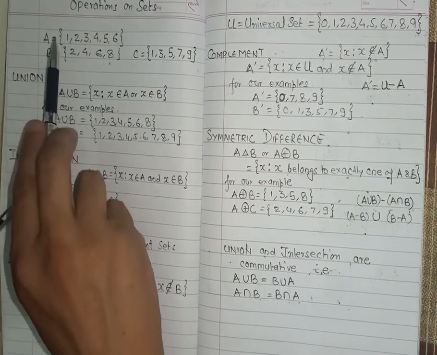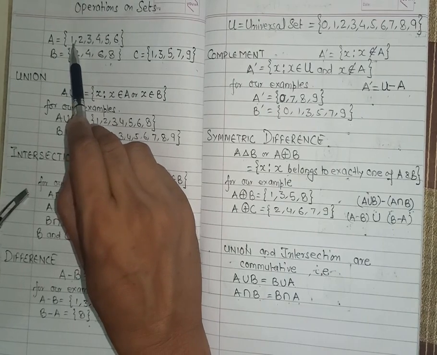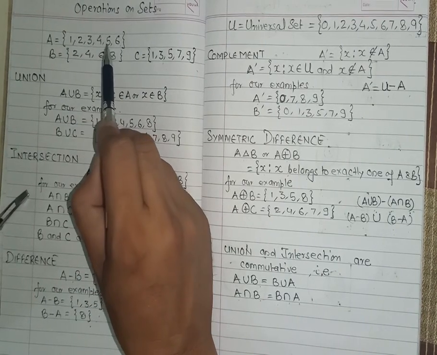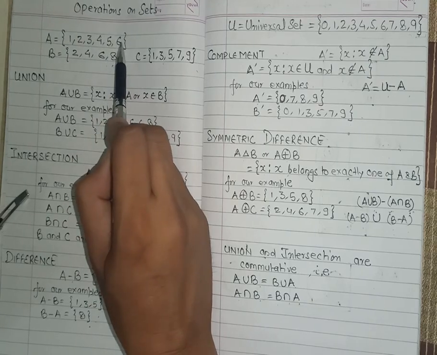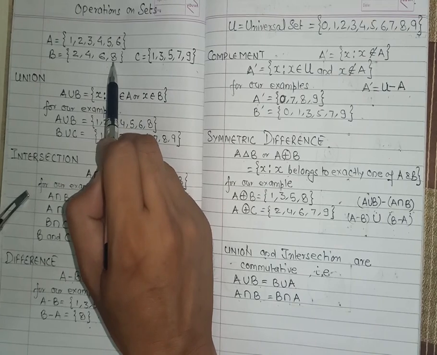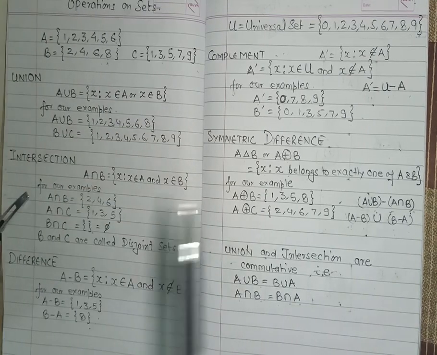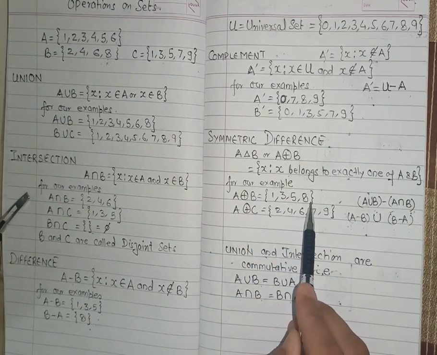So if I try to take the symmetric difference of A and B, 1, 3, 5 will come from A. 2, 4 and 6 will not be considered. Why? Because these are present in both the sets. And also the element 8, because it is present only in one of the two sets. So the symmetric difference of A and B is 1, 3, 5 and 8.